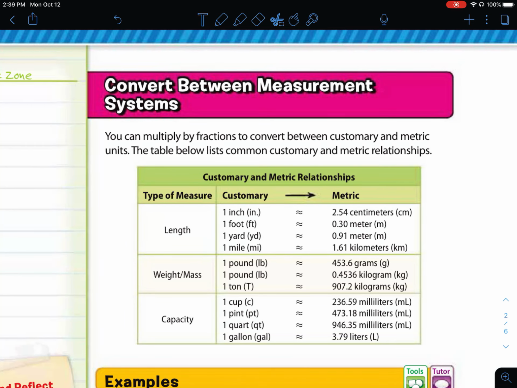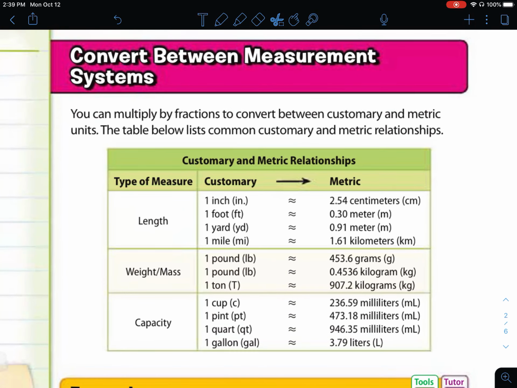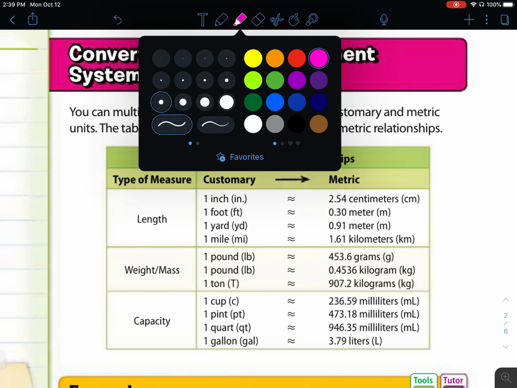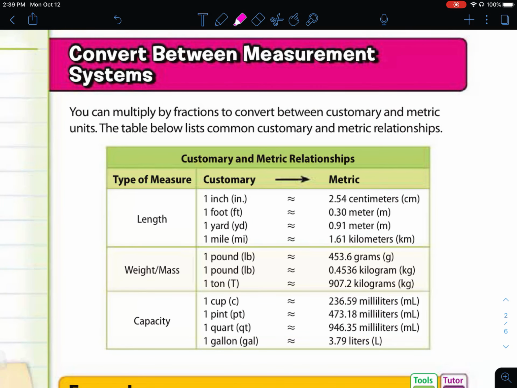the key concept of this lesson. So, convert between measurement systems. So, basically, the key concept here is you can multiply by fractions to convert between customary and metric units. Okay, the table below lists common customary and metric relationships.